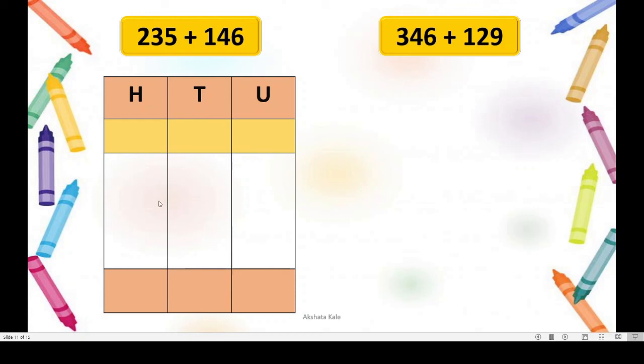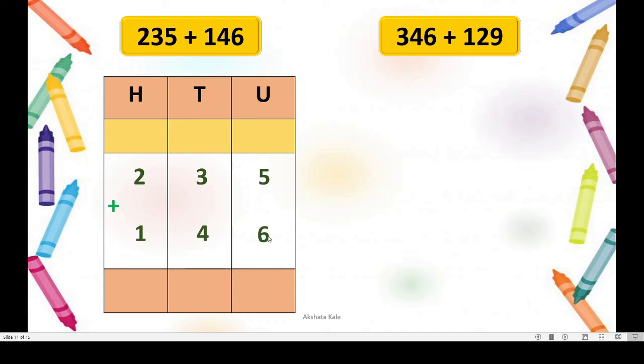See, 235. Okay, 5 we will write in the units place first. Then 3. Then 2 here. Correct? Now plus 146. 6 we will write here. 4 here we will write. And 1 we will write here. Correct? Now we will do addition.